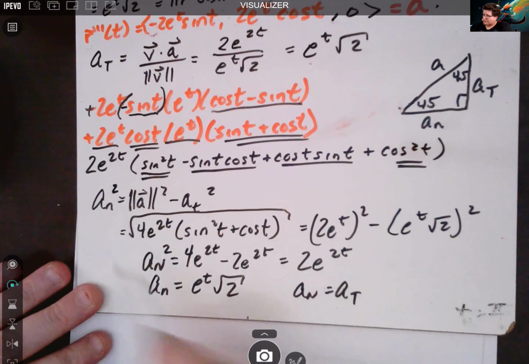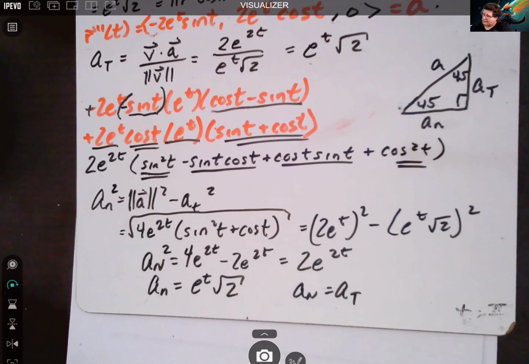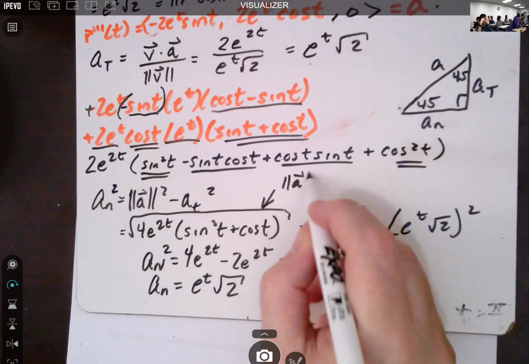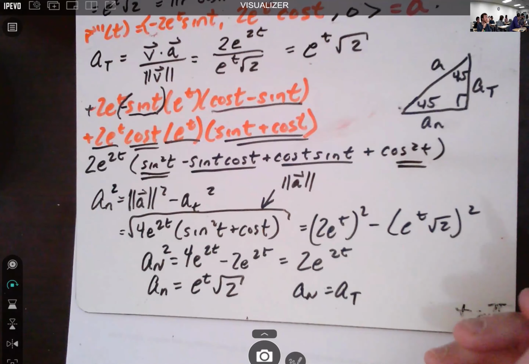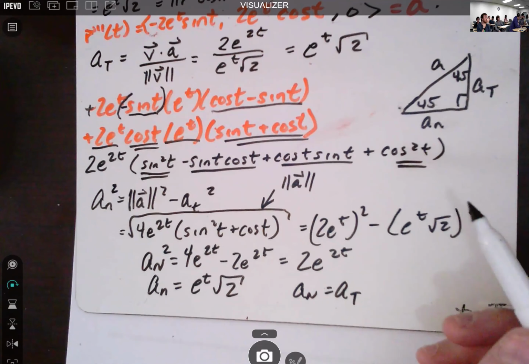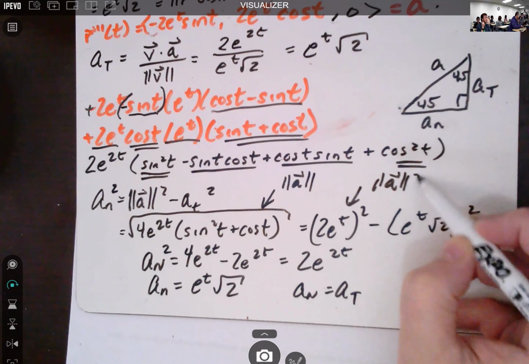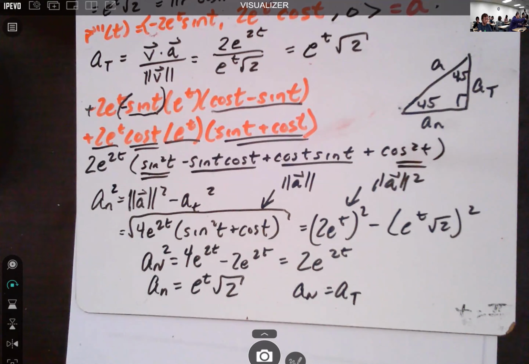He was right. AN squared equals magnitude A squared minus magnitude AT squared. Oh, because when I multiply, I just factor them out. I should have factored out. That's stuff from the beginning. Oh, no, we're learning about speeds today.